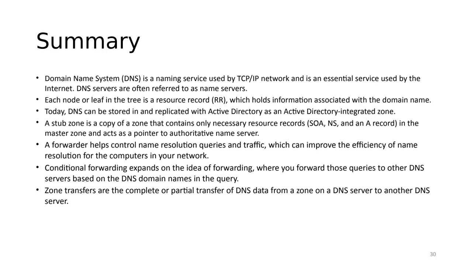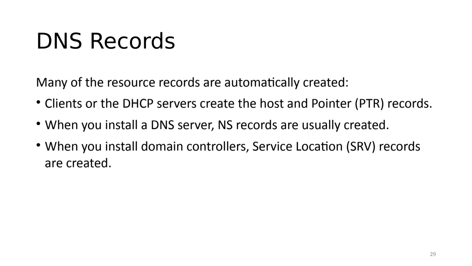Maybe here it's not there, but I will tell you in the lab. Some of these examples are A. This is for an IP version 4 record. We will show you in the lab. We have AAAA, meaning four A's. This is for IP version 6, okay, and so on. PTR is for reverse record.